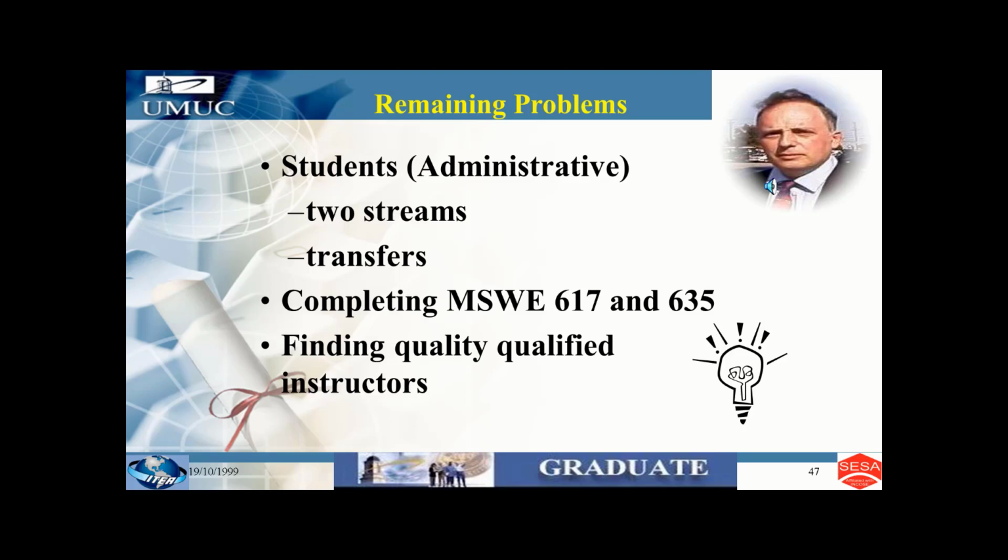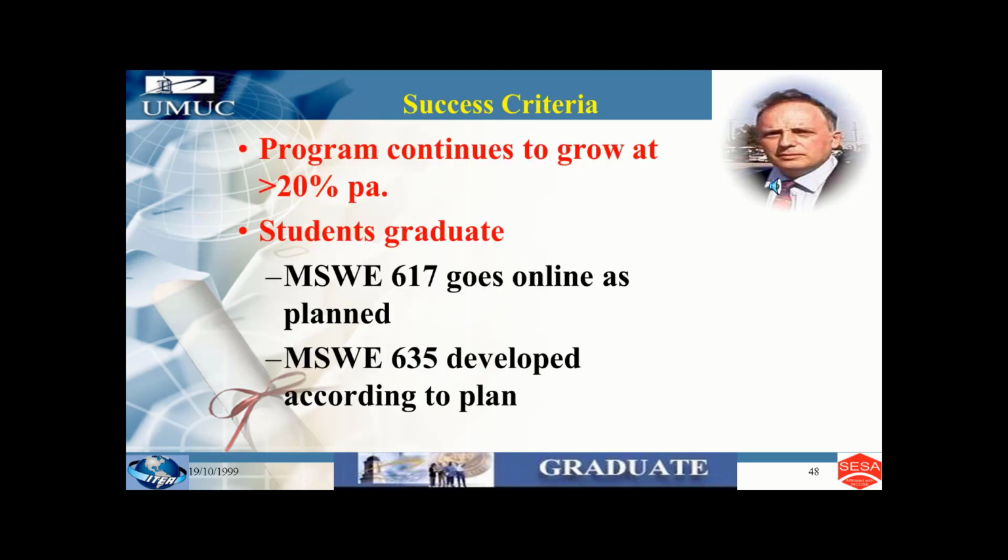Actually, we have to create MSWE 635, and we have the problem of finding qualified instructors. University College has decided that they want a very high rate of people with terminal degrees in their teaching staff, and it is difficult to find people with PhDs who know these technical subjects and, what's more, have the ability to teach it. Well, like any other project, how are we going to know whether it's a success or not?